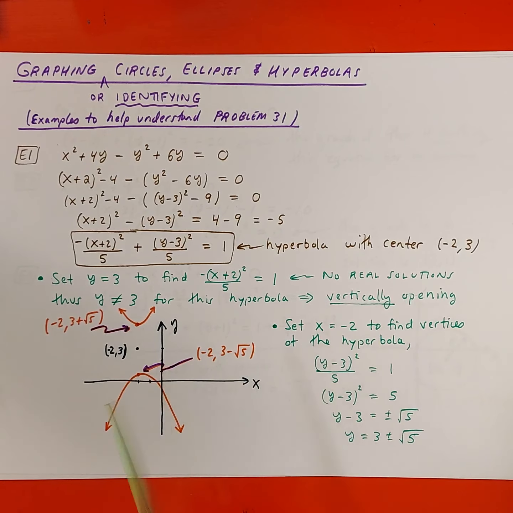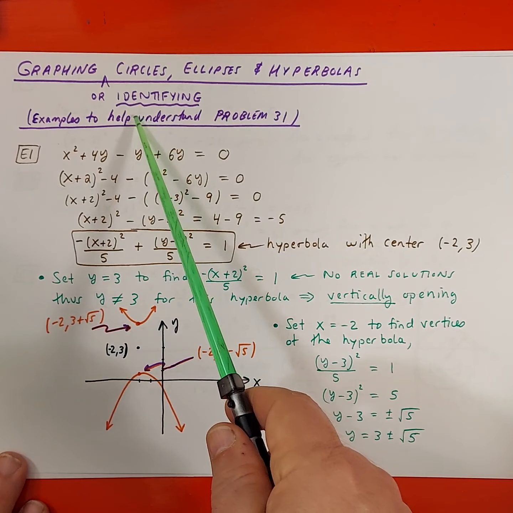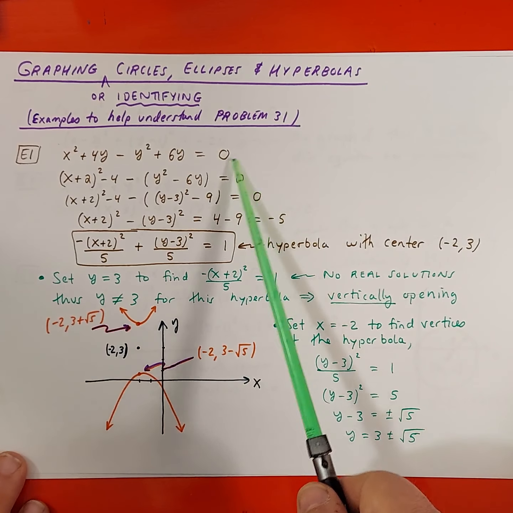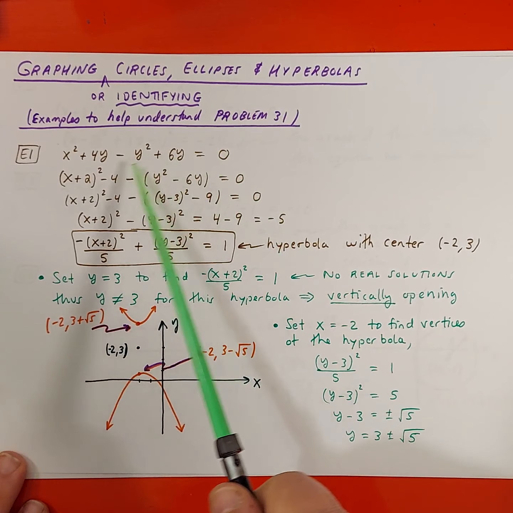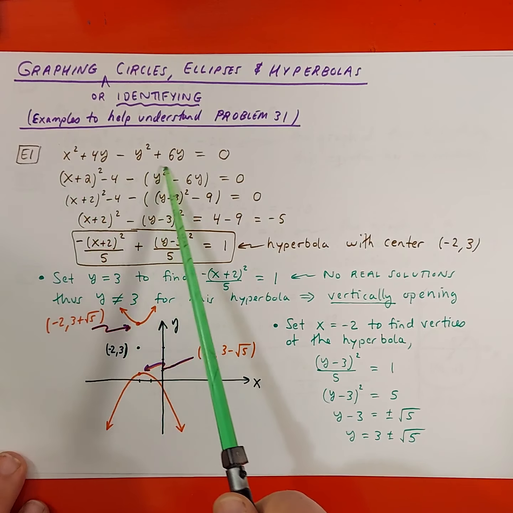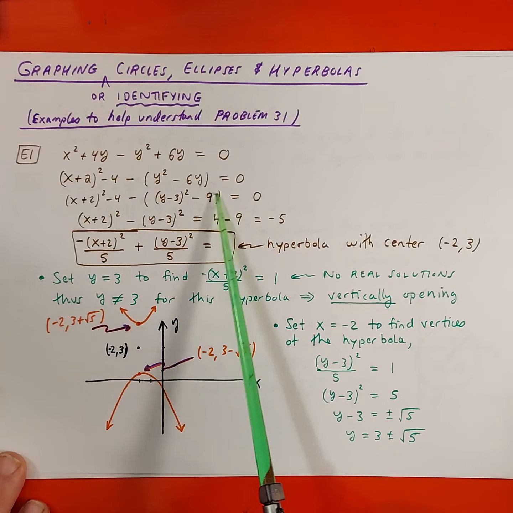So just to talk a little bit about graphing circles, ellipses, and hyperbolas, or identifying. Sometimes we won't graph, we'll just identify. So basically the story here is to help with problem 31. And in every one of these examples, we're going to start with the given equation. Then we can complete the square, all right?